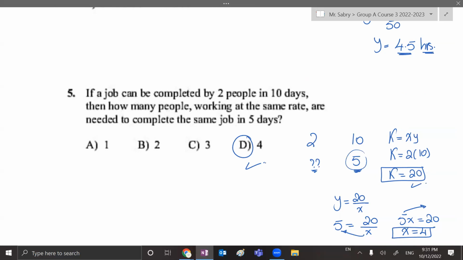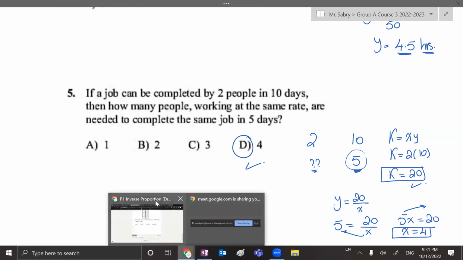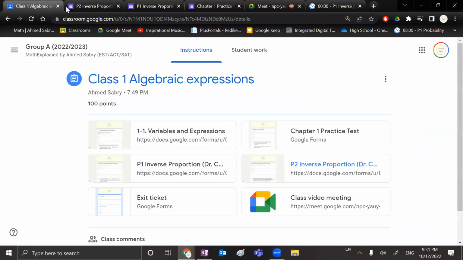I'd like you, as homework, to please finish parts of P2. These are just three quick questions to check whether you understood this or not, and just fill in the exit ticket and that's it.